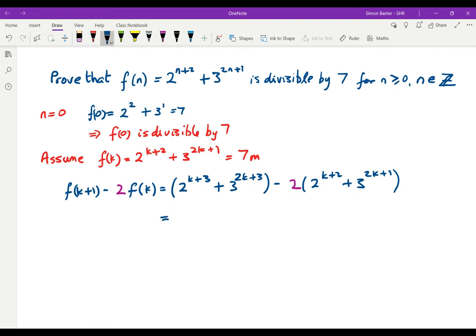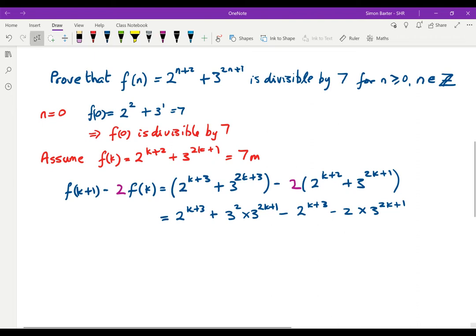So let's work this out. We get 2 to the k plus 3 plus 3. Well, I'm going to write that as 3 squared times 3 to the 2k plus 1. Just check that. 2k plus 1 plus 2 is 2k plus 3, yes, that works. Minus 2 times 2 to the k plus 2 is 2 to the k plus 3. Minus 2 times 3 to the 2k plus 1.